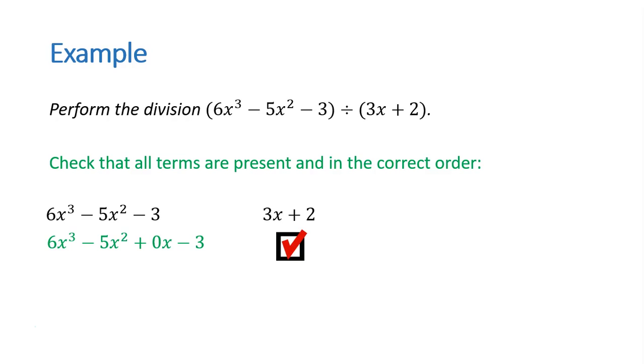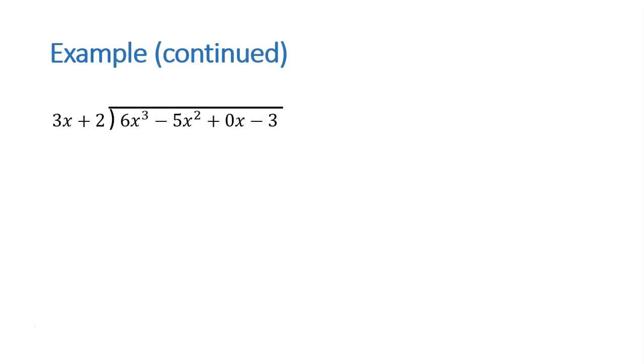Now that we have everything we need, we can set it up for division. So we write it the exact same way we'd write it for long division. We write our divisor, what's dividing in, on the outside of the symbol, and then we write the dividend, what we're dividing into, on the inside of the division symbol.